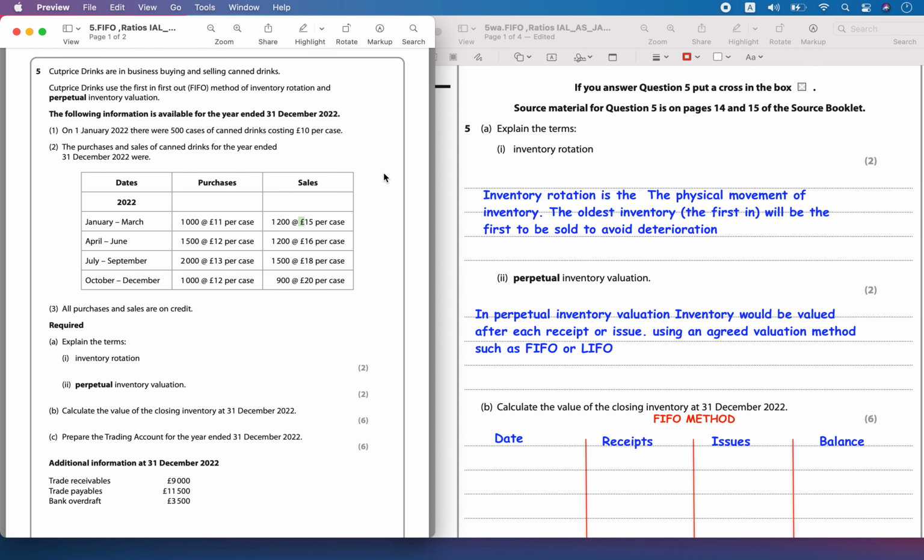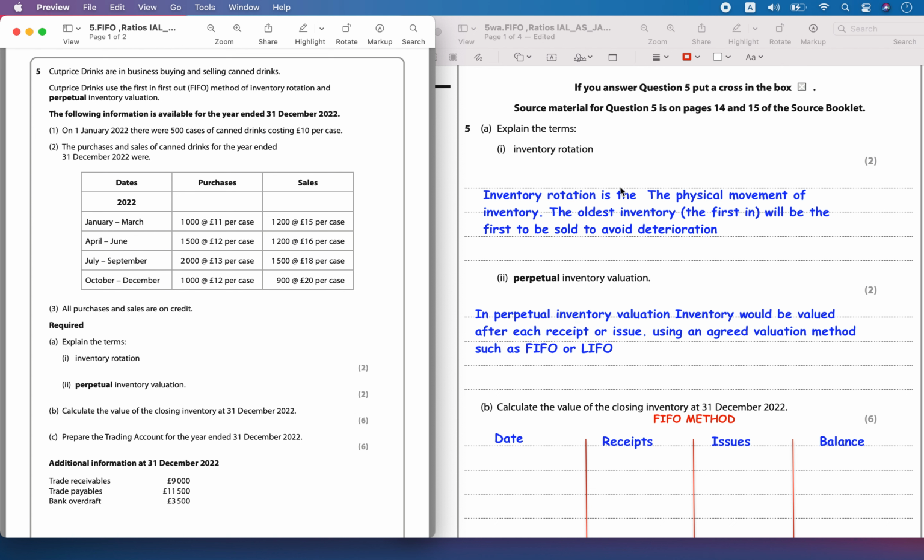Hello, today we are going to solve Jan 2023 paper question number 5. Cutprice Drinks are in business buying and selling canned drinks, and they use the FIFO method of inventory rotation and perpetual inventory valuation. They have given some information on 31st December 2022 regarding the purchase and the sales of the inventory. So let's start with the first question, part A, 5A.